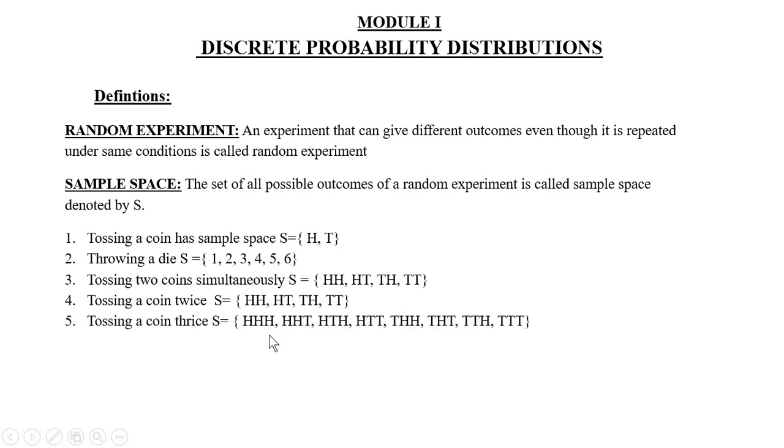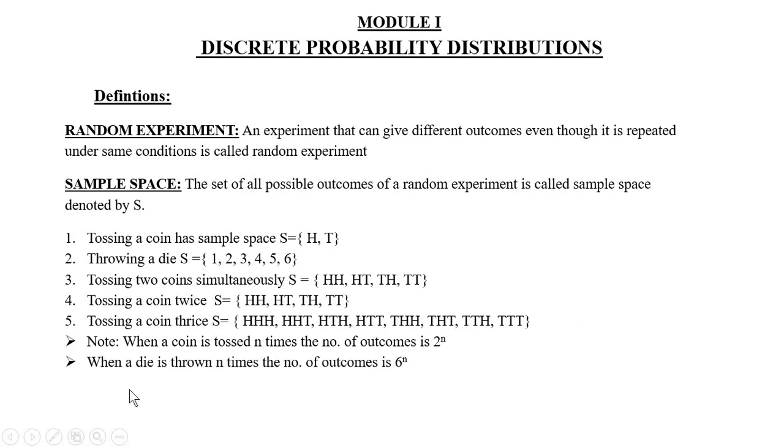Tossing a coin thrice. Here also we have first toss, second toss and third toss. Because we have a coin which is tossed thrice, here we have 2 raised to 3 outcomes, that is 8 outcomes. So here you can make a note, when a coin is tossed n times, the number of outcomes will be 2 raised to n. Whereas when you throw a die n times, the number of outcomes will be 6 raised to n.